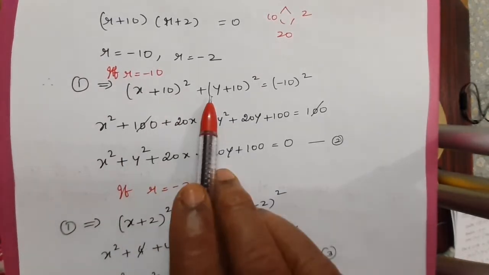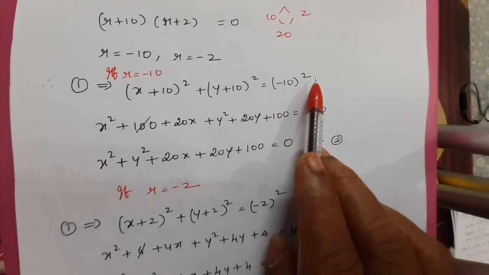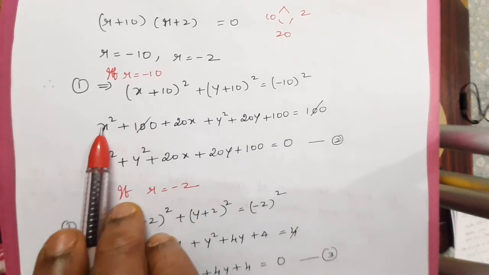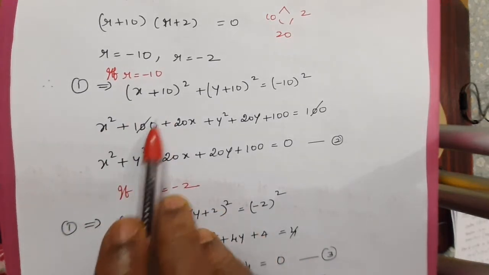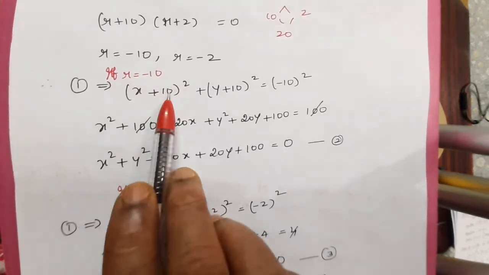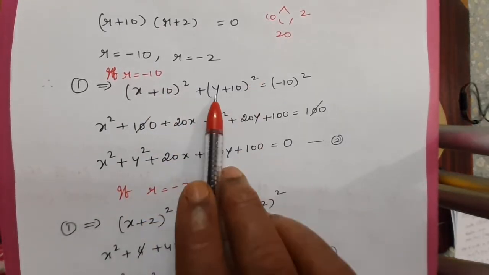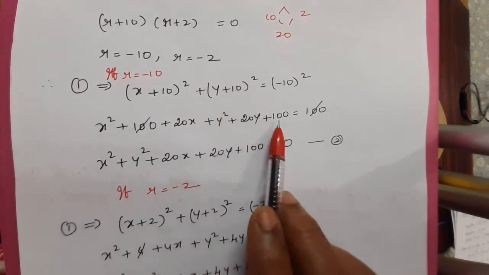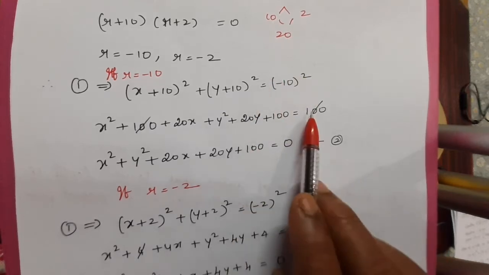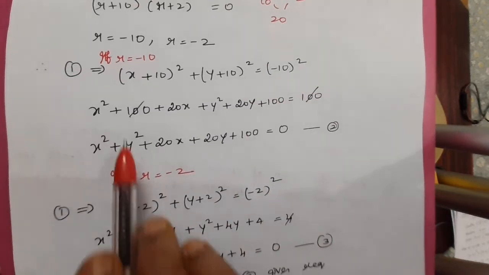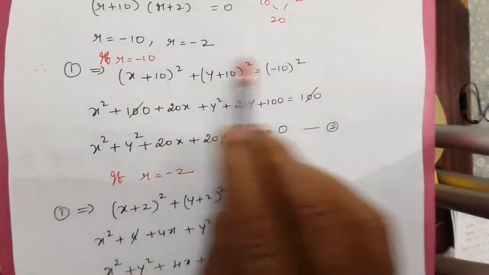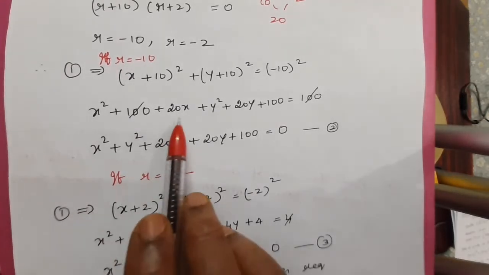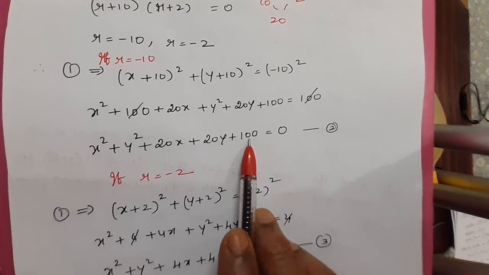Now (x + 10) whole squared plus (y + 10) whole squared equal to (-10) whole squared. Again apply the same formula, (a + b) whole squared: x squared plus b squared, 10 squared is 100, 2ab is 2 into x into 10, 20x. Again for y: y squared, 2ab, 2 into 10, 20y, plus 10 squared is 100, equal to (-10) squared, which is 100. Cancel 100 and 100, because the plus 100 goes to the right-hand side and becomes minus 100. Now we get x squared plus y squared plus 20x plus 20y plus 100 equal to 0.